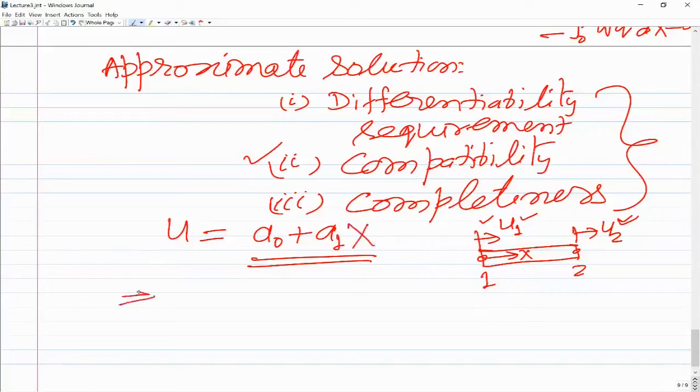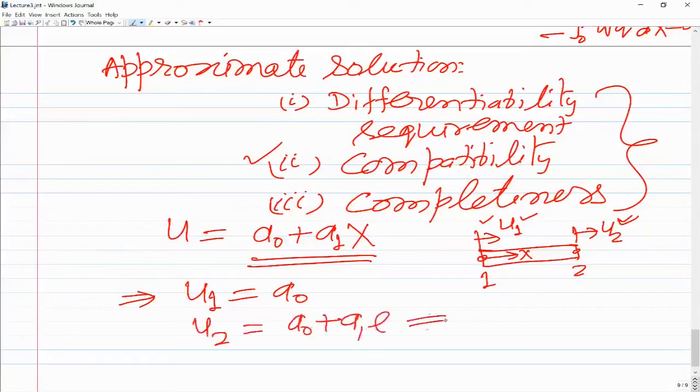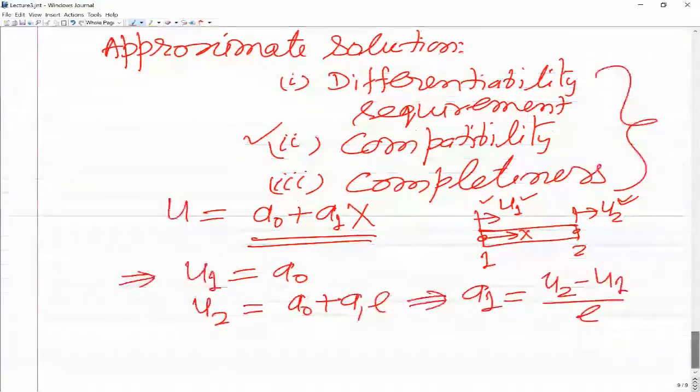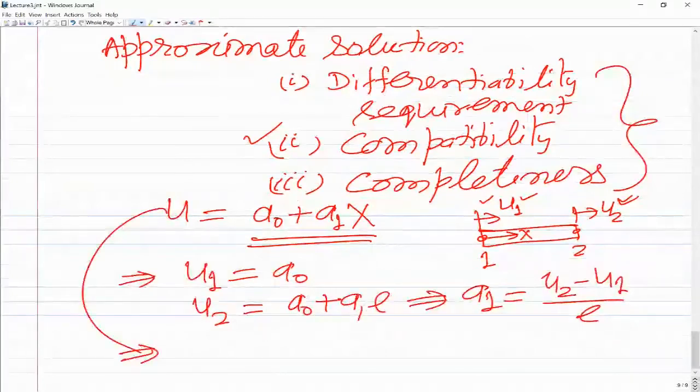For that, u is equal to u1 at x equal to 0. That gives you a0 equal to u1. And at capital X equal to L, we have u equal to u2. So that would be a0 plus a1 into L, and from this you will get a1 equal to u2 minus u1 divided by L.